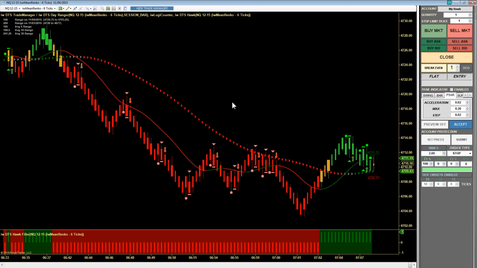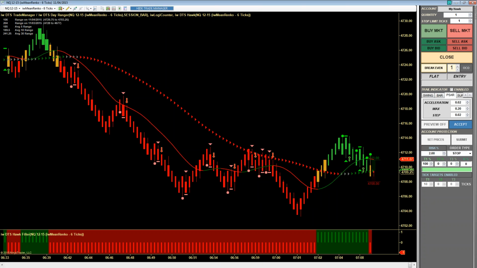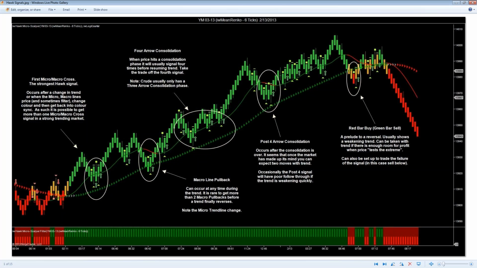Igor is asking, what's the first micro-macro cross? That's a signal that's unique to the Hawk. And just a moment, I'll get you a little bit more information about this so it makes more sense. Each of the tools has its high probability signals. So for instance, these are the high probability signals for the Hawk. Out of all the signals, these are the ones that we're concentrating on. The first micro-macro cross, the strongest signal on the Hawk, occurs after the change in trend when the micro line crosses the macro line, and it's the first signal where everything is in sync. So we've got green bars, green signal, green trend lines, green filter.